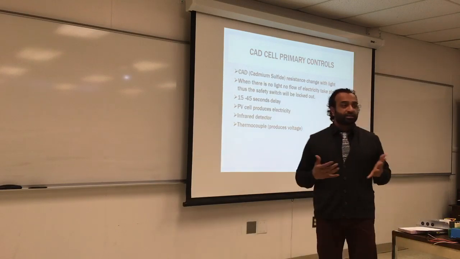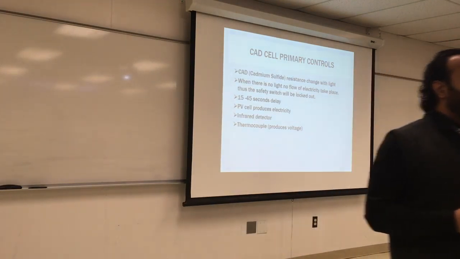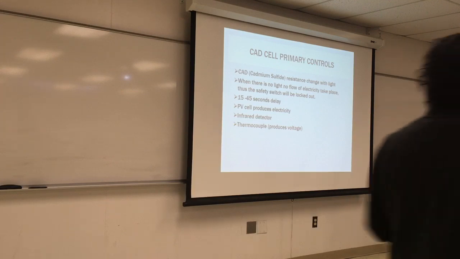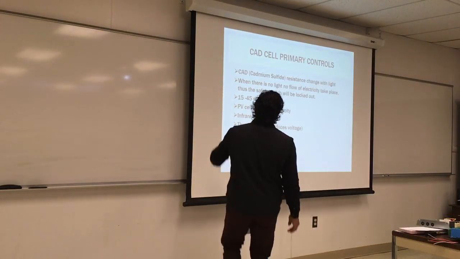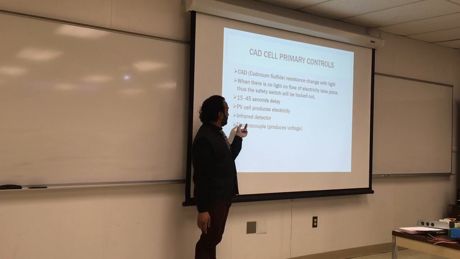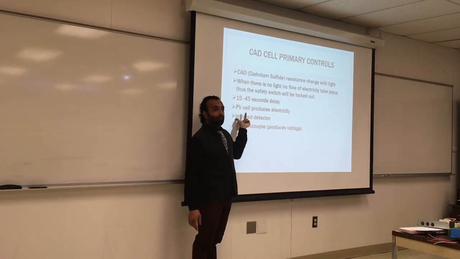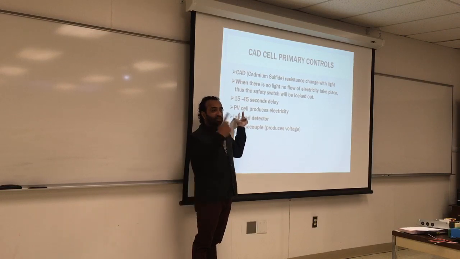So let's just sum it up. What are the means to detect heat? Thermocouples, photovoltaic, infrared, UV, and CAD cell. So all these, except for this one, they're called optical. Why? Because they have to see the light.